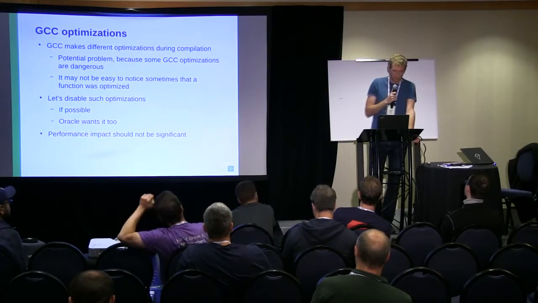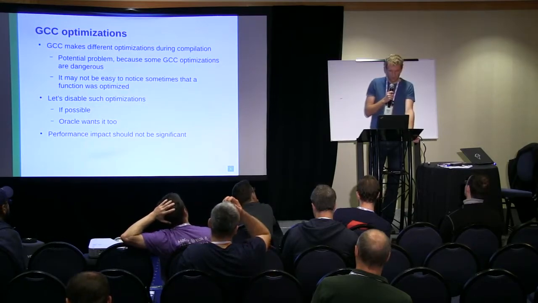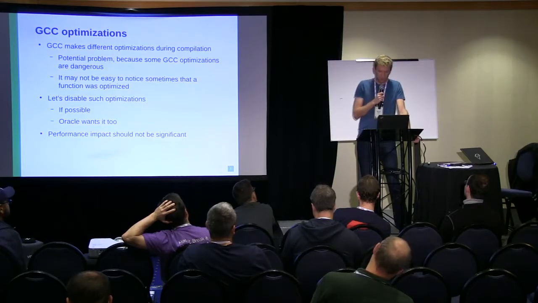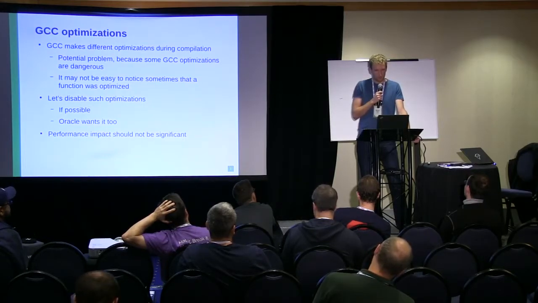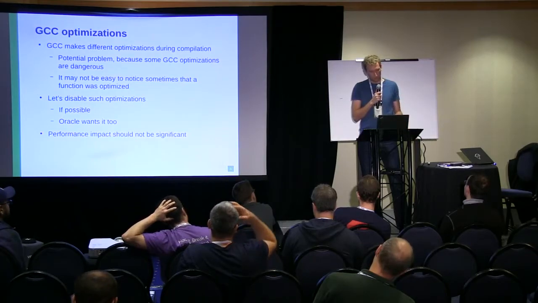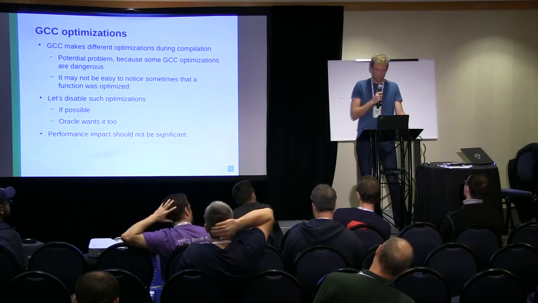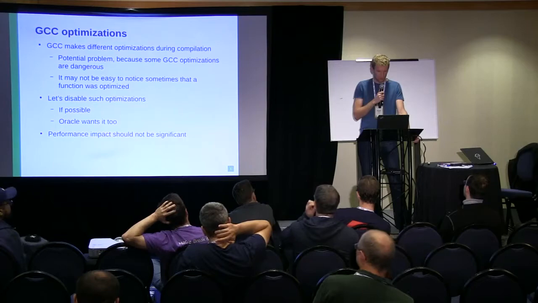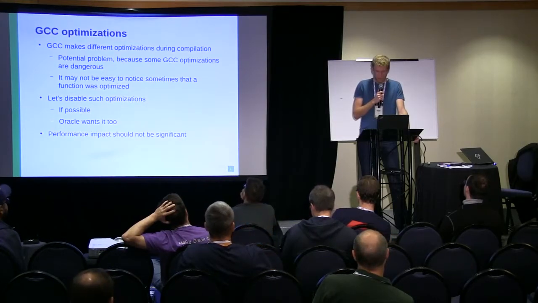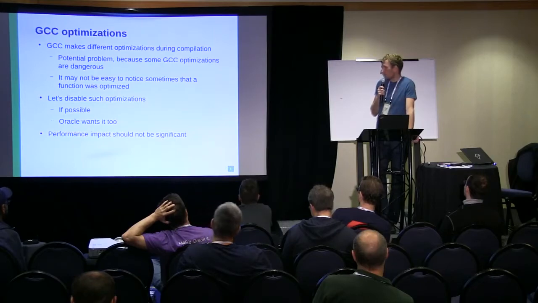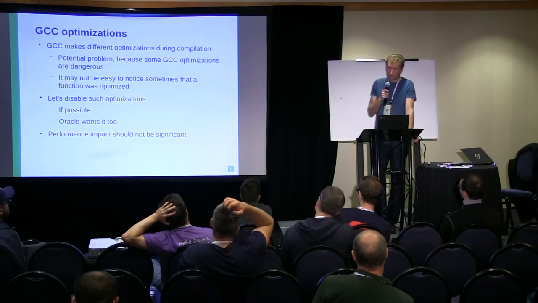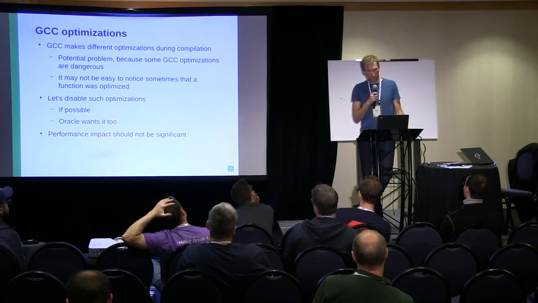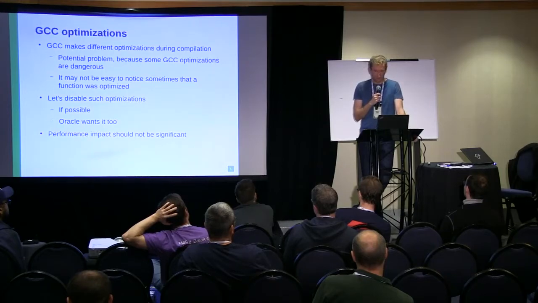Oracle wants, or that guy from Oracle wants, something more. So there is probably going to be a new option which would give info about all the impacted functions. Somehow, I don't know, it wasn't specified yet. So that's just an idea. And last point, you may wonder about performance impact, because when you disable GCC optimizations, you just somehow have a feeling that it's maybe not a good idea to do.